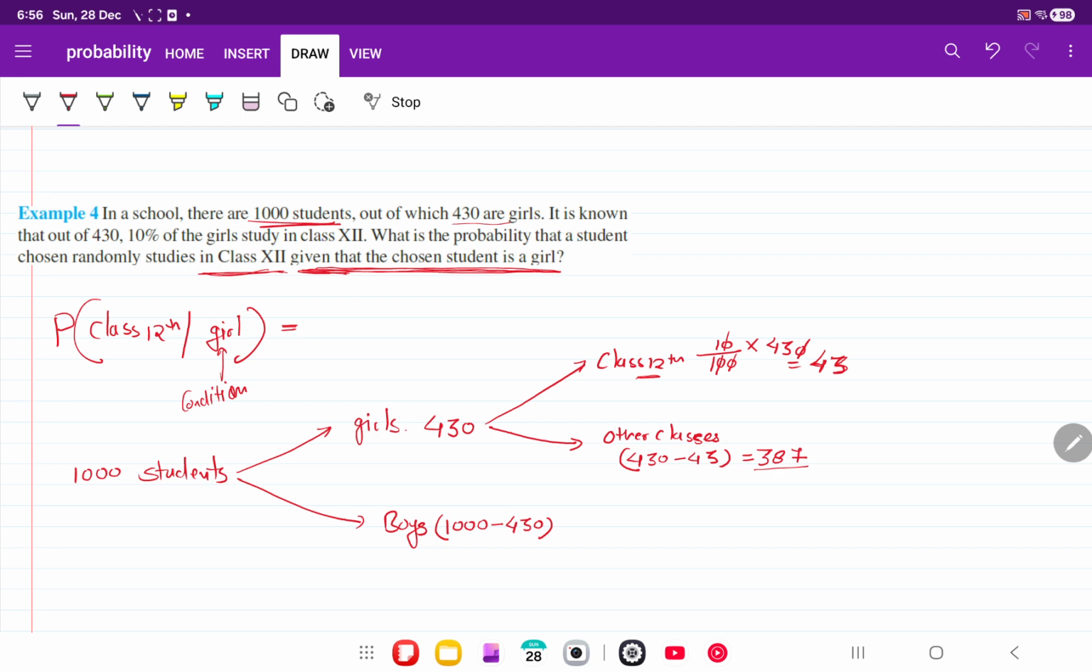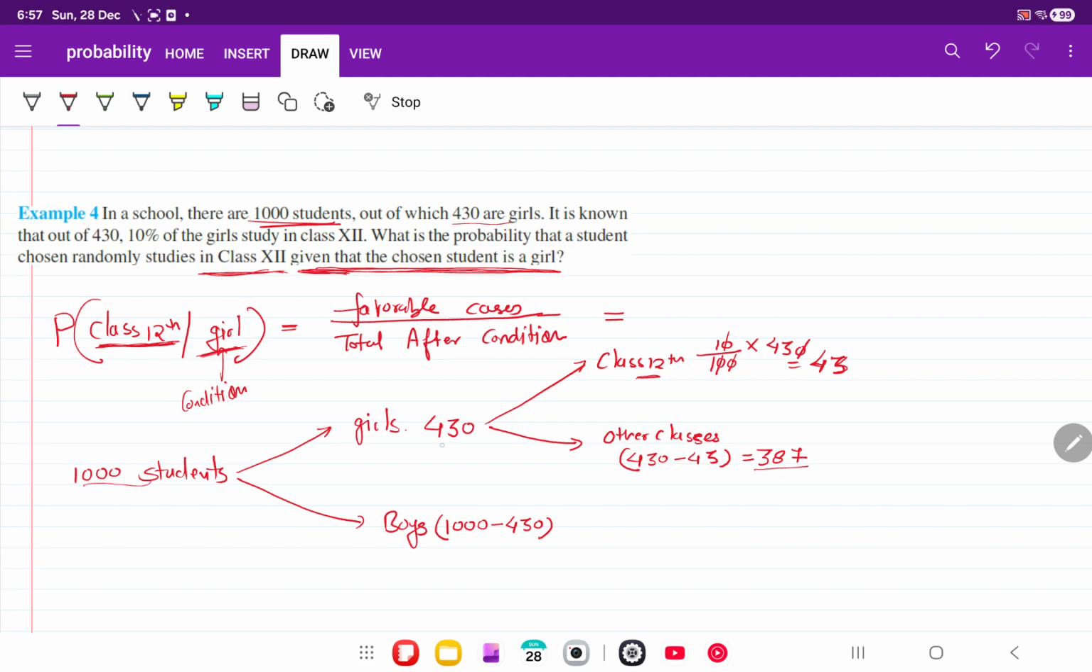Now we will apply the formula. The formula says favorable cases by total after condition. You have to be very careful here. After condition, the condition is only girls, they should be girls, and the probability of girls being in class 12, so only girls.